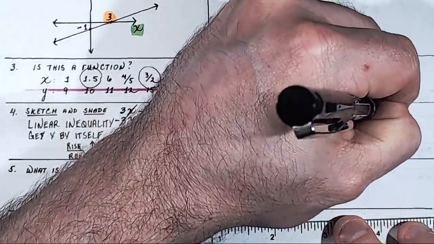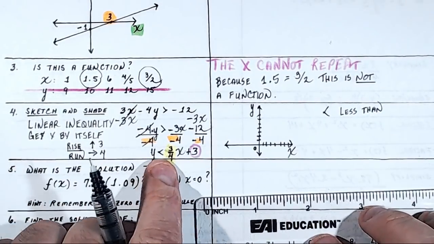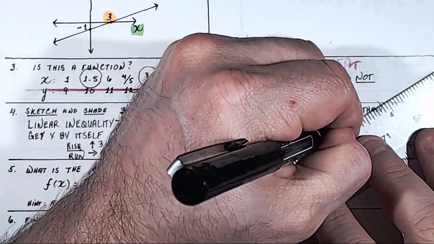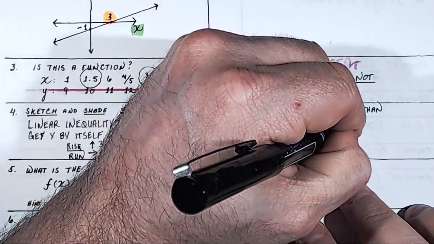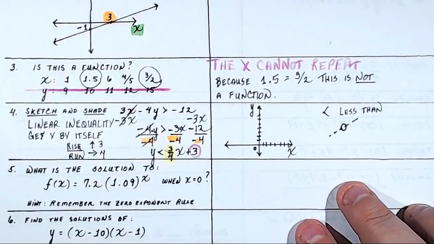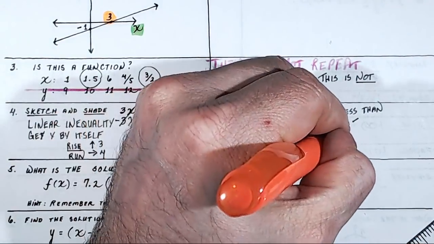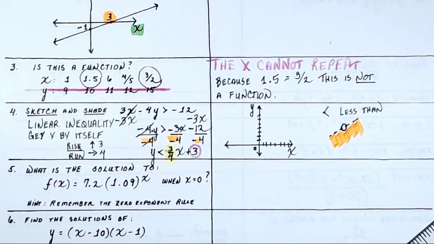I'll write it out. Less than. So when we see a less than symbol, we know we're going to have a dotted line, and we know that we're going to have open circles on that line, and we know that the shading, because it's less than, will be below the line. Okay, there's your guide.